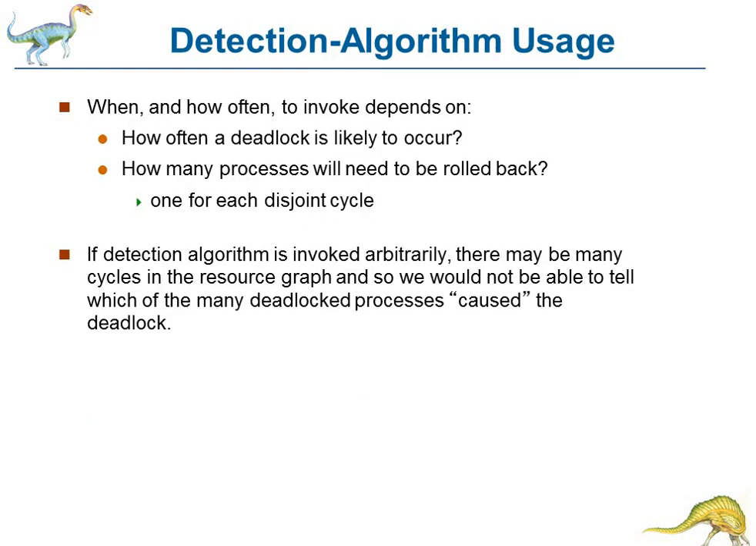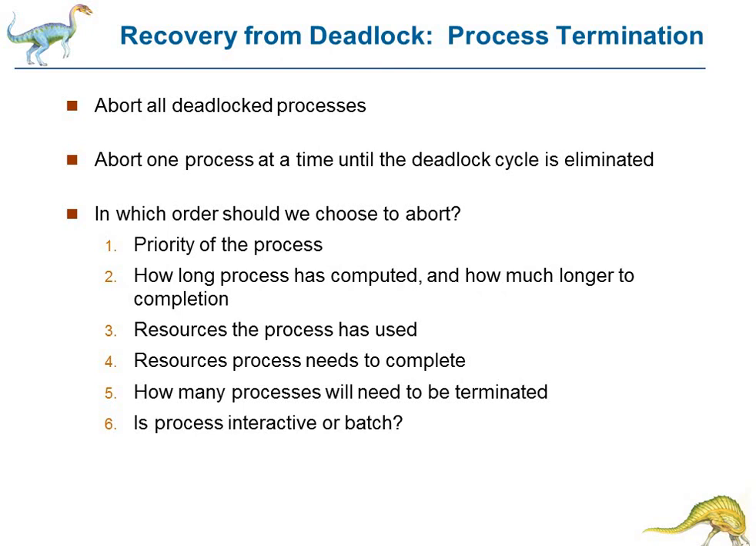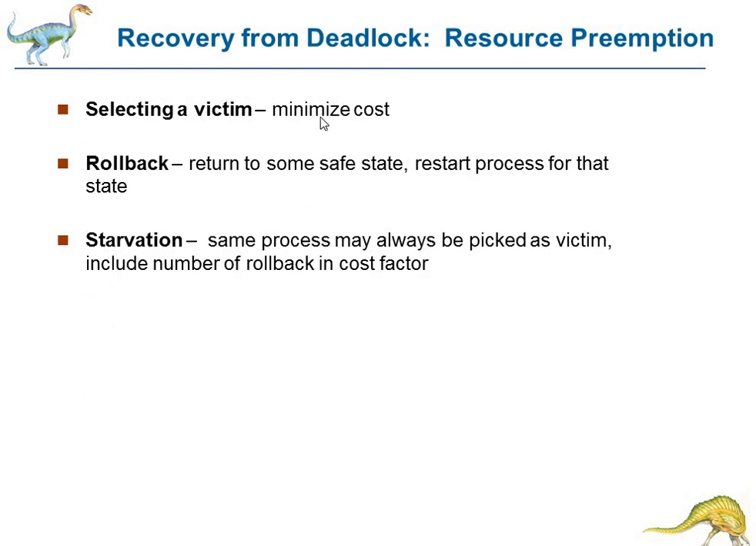Then deadlock recovery: how to recover? By terminating processes. First way, abort all deadlocked processes. Another way, remove one process at a time until the deadlock cycle is eliminated. This way you can recover from the deadlock easily. Then there are three issues in recovering from deadlock: selecting a victim, rollback, and starvation.